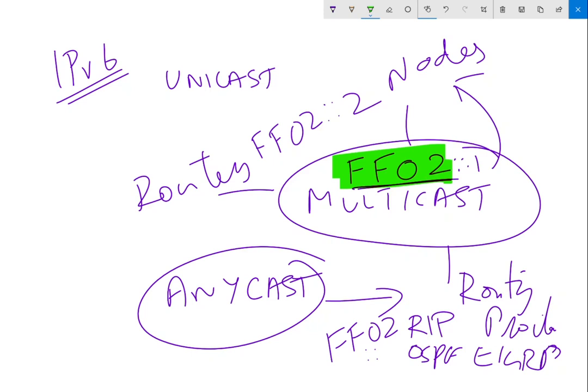Okay, so if you are going to multicast for all the nodes, then you use FF02::1. If you're going to multicast for all the routers, then you use FF02::2. Okay, the same way for all the routing protocols also you use multicast. This is the purpose of multicasting.